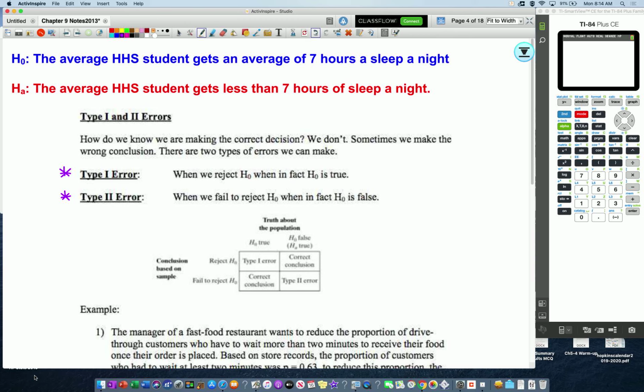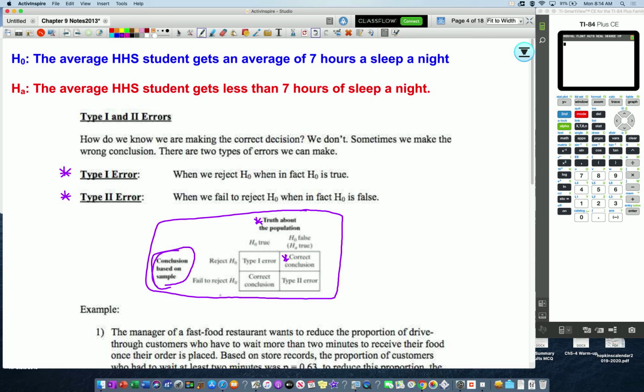What's really nice is this box really helps define what decision you're making and the actual truth. So down here is our conclusion based on our sample. We collect that sample, we get our p-value, and we are either going to reject the null hypothesis or fail to reject the null hypothesis. The question is, what is actually the truth? Well, if we reject the null hypothesis and the null hypothesis was false, we made the correct decision.